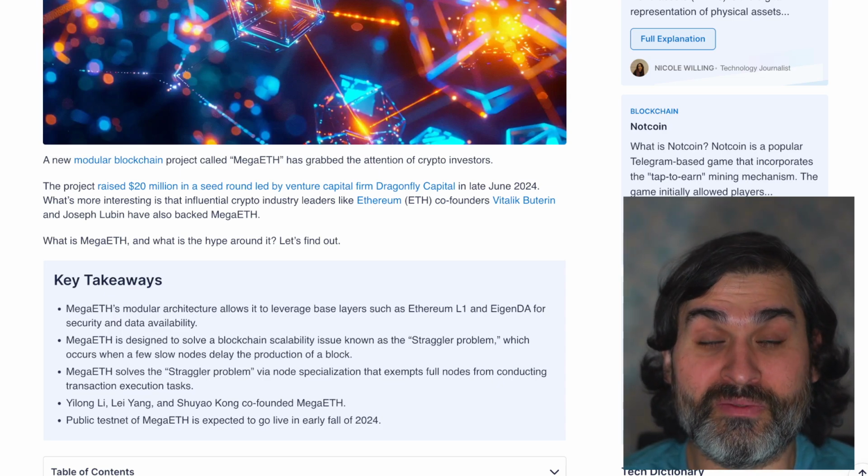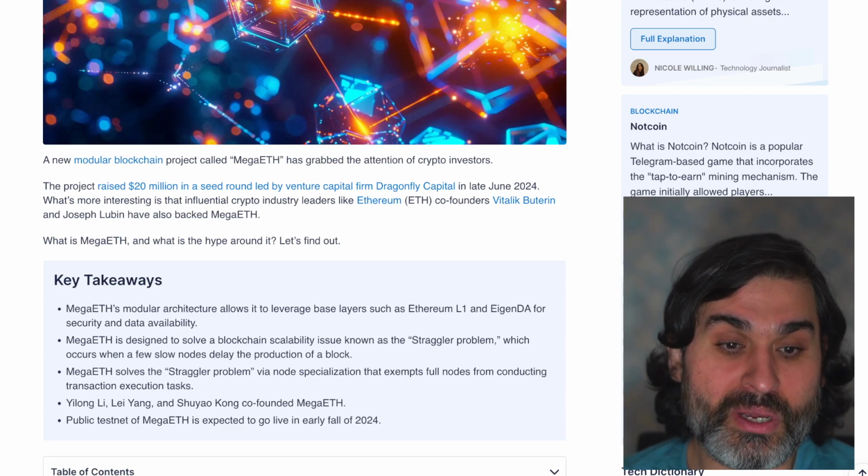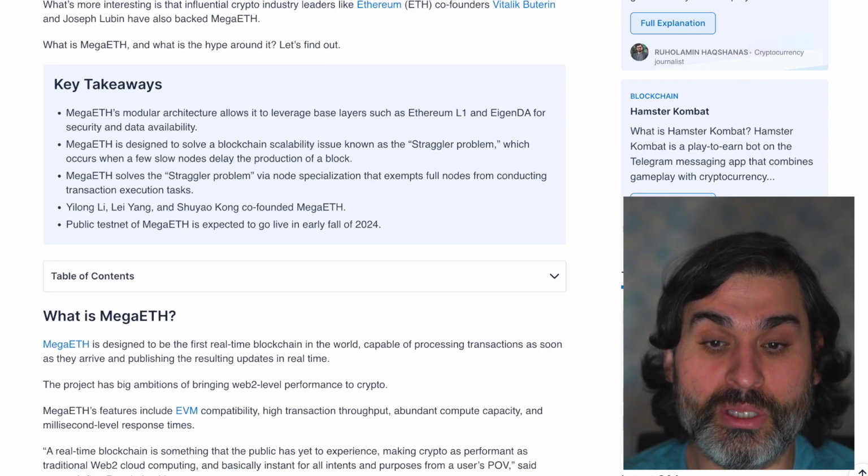and who invested in that, and so did Joe Lubin. So what is it? The key takeaways here are that megaETH's modular architecture allows it to leverage base layers such as Ethereum Layer 1 and EigenDA for security and data availability.